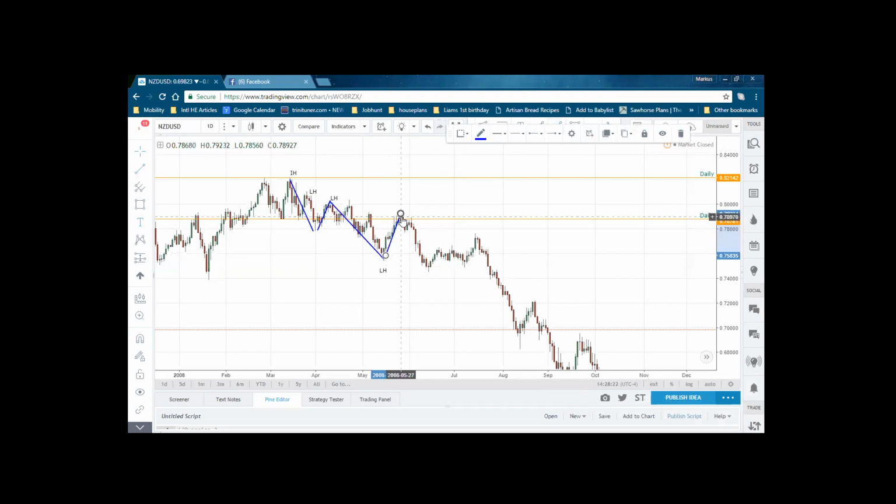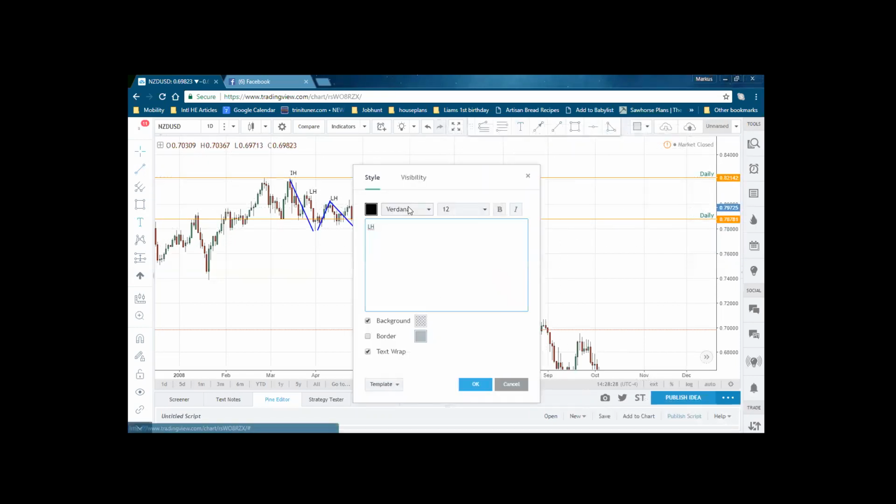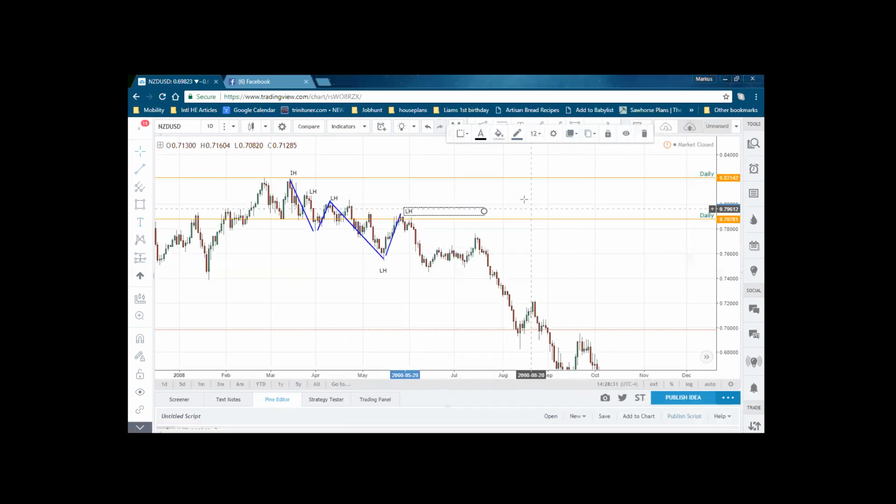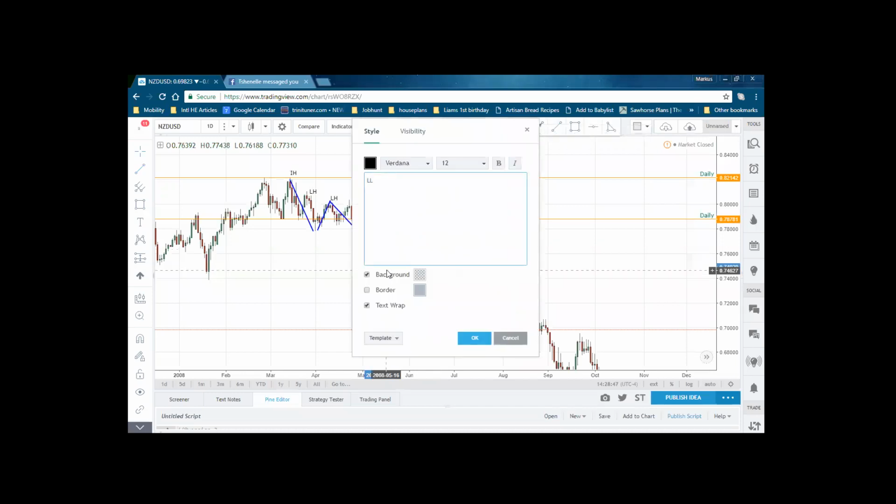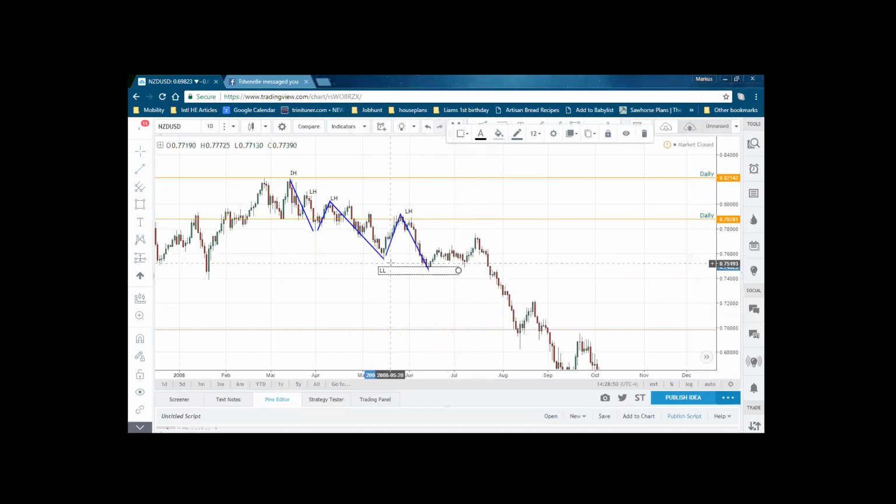Here, again, it comes back, as you can see, like a magnet, comes back to the same zone to form another lower high. And market pushes past here, beyond, to form another lower low. Sorry, this should be a lower low. Market pushes up. Again, lower high.